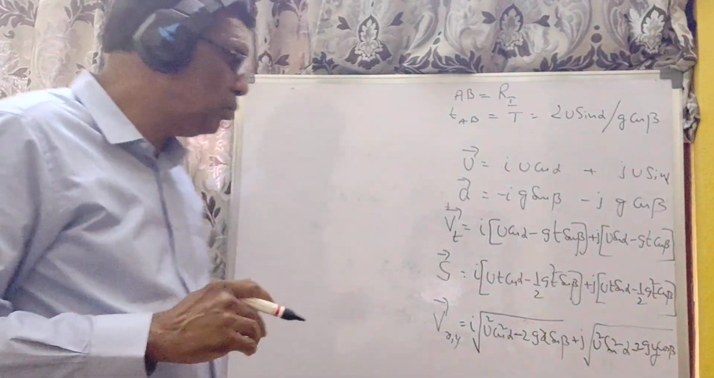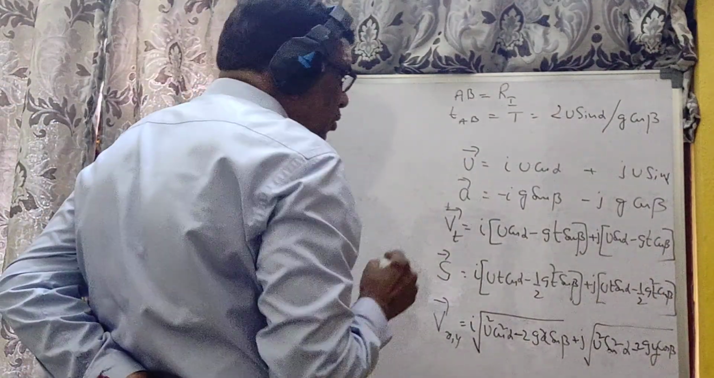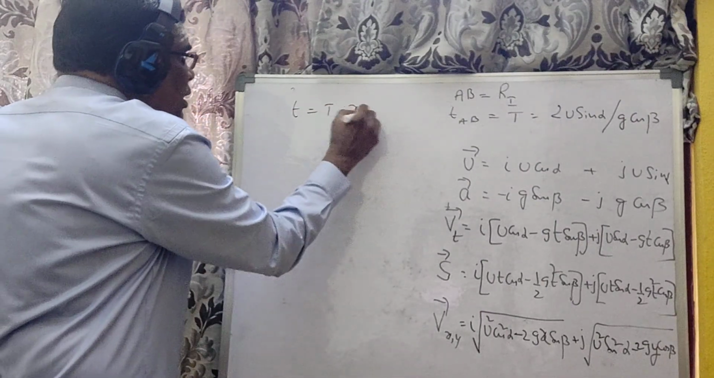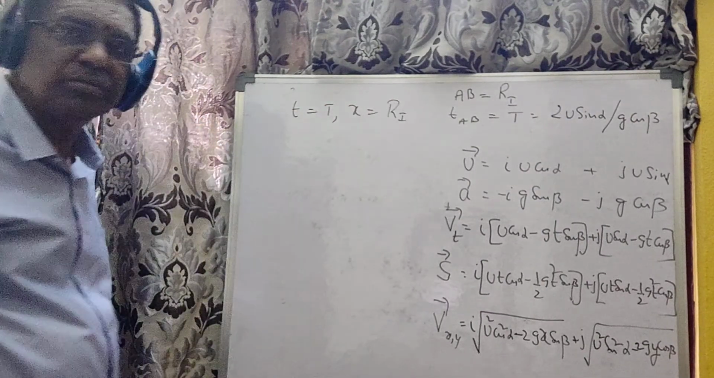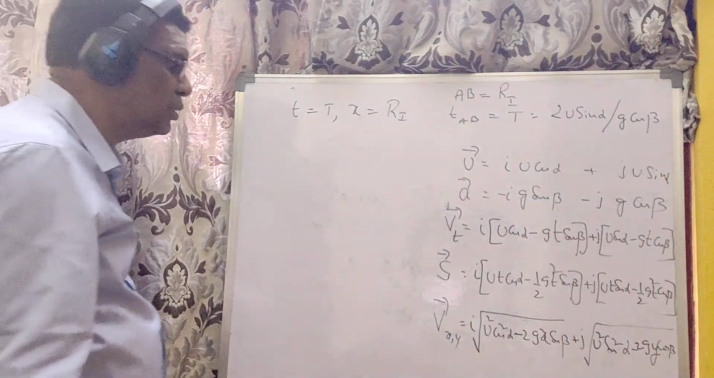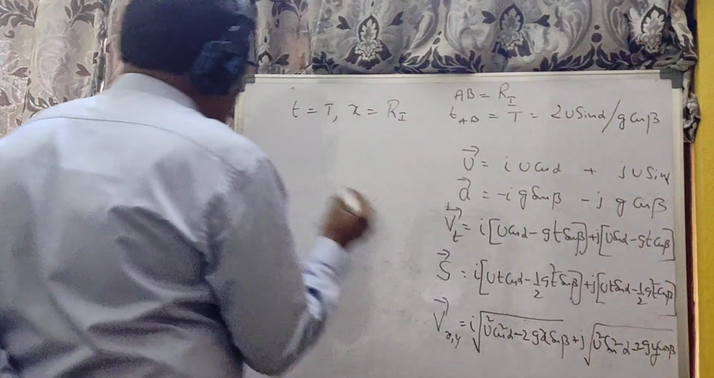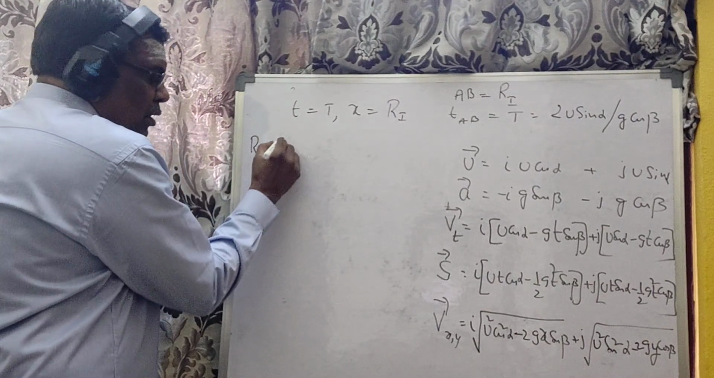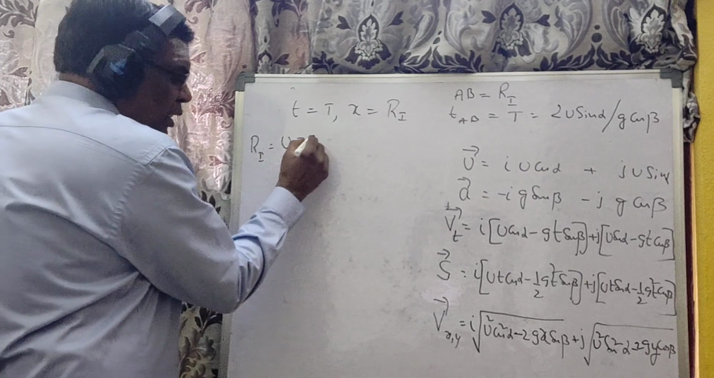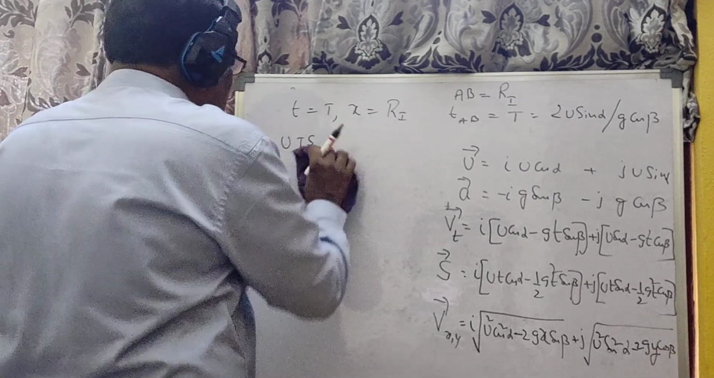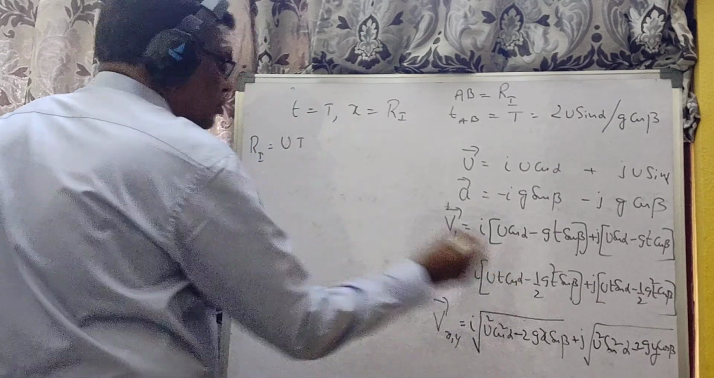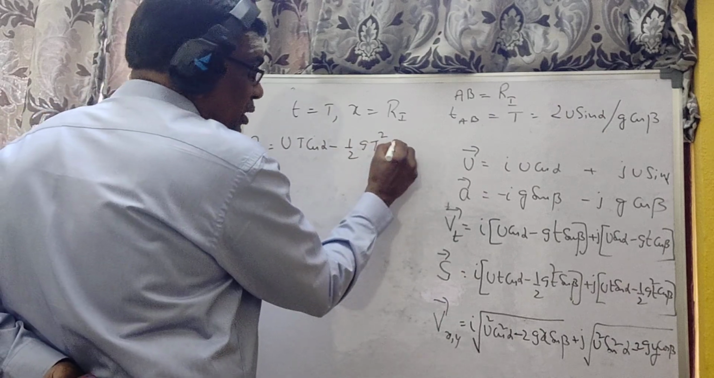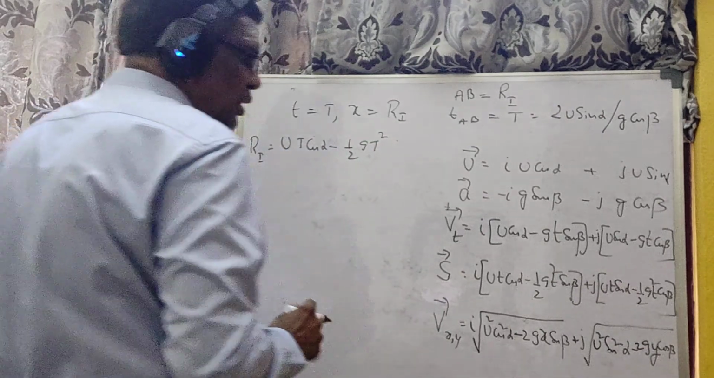Now, I want to know what is the range. If that is the case, what should I do? When t is equal to capital T, x is equal to R. Is it? So this is x. So what do I do? R is u t cos alpha, isn't it? Minus half g t square. Why am I getting beta here?